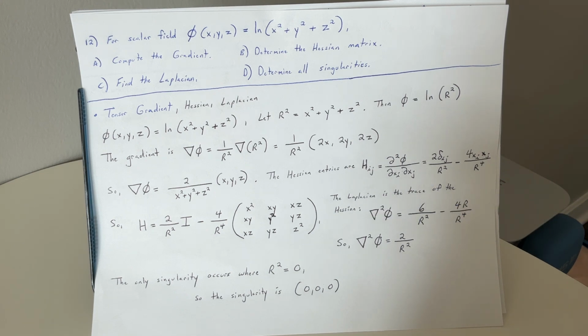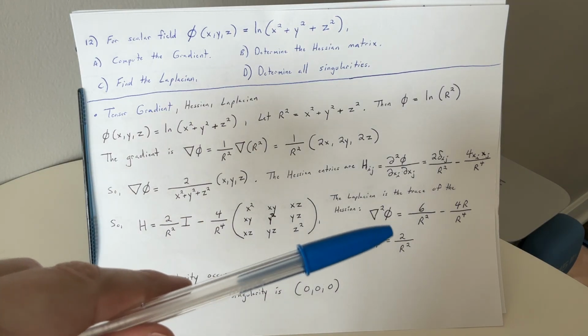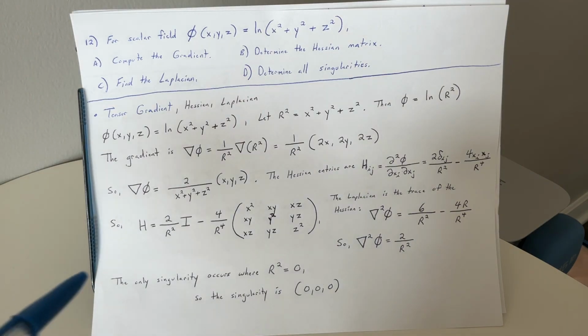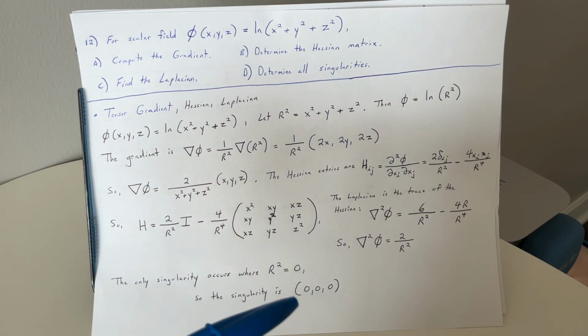So the Laplacian is the trace of the Hessian. So we have the Laplacian of phi equals 6 over r squared minus 4r squared over r to the 4th. So del squared phi equals 2 over r squared. And the only singularity occurs where r squared equals 0. So the singularity is at (0, 0, 0).